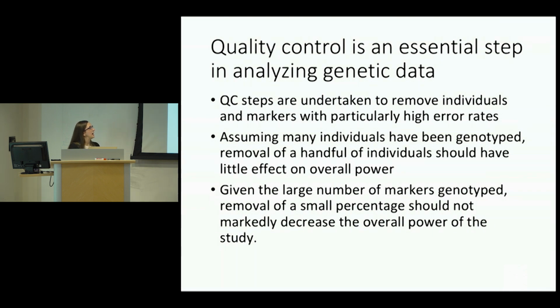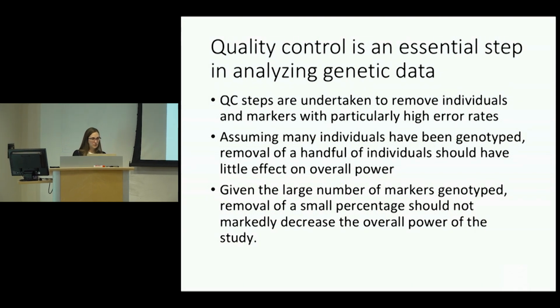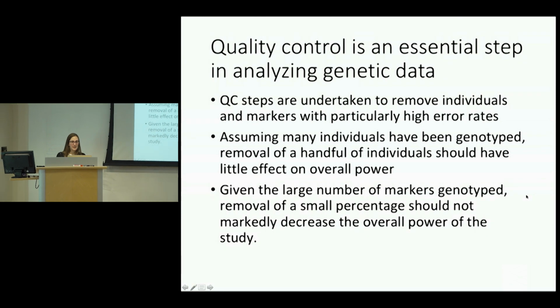Now, QC is an essential step in analyzing genetic data. QC steps are undertaken to remove false positive associations. We usually take steps to remove individuals and markers that might have particularly high error rates. Assuming many individuals have been genotyped, removal of a handful of individuals really should have little effect on your overall power. And given the large number of markers genotyped with these arrays, the removal of a small percentage of markers doesn't markedly decrease your overall power of the study.